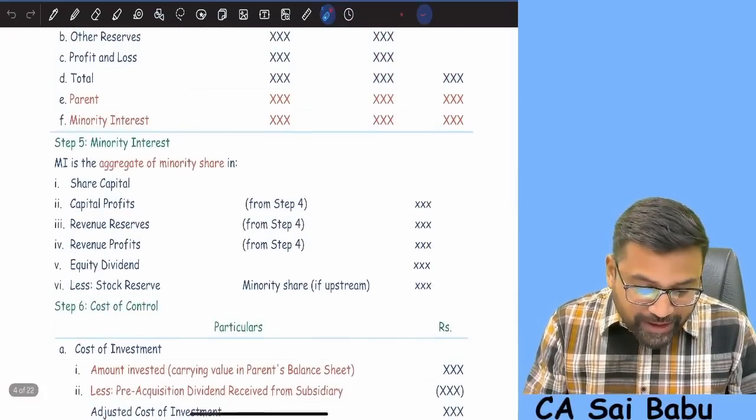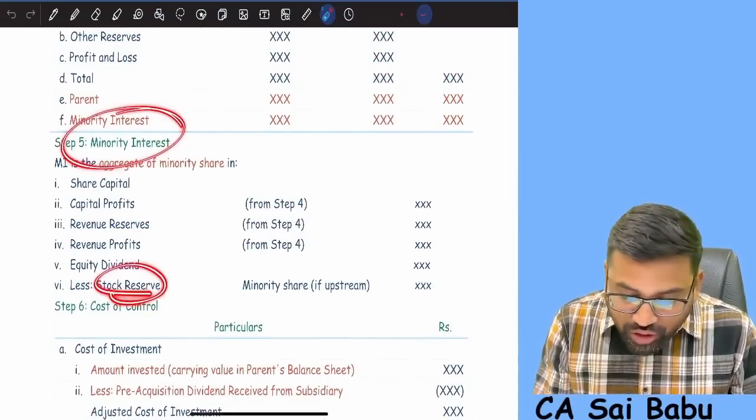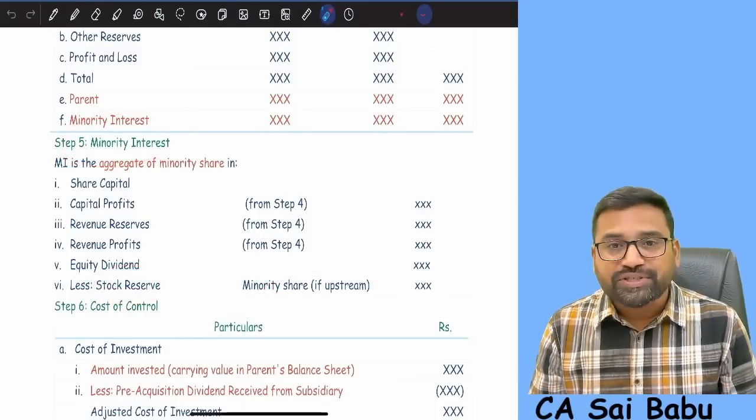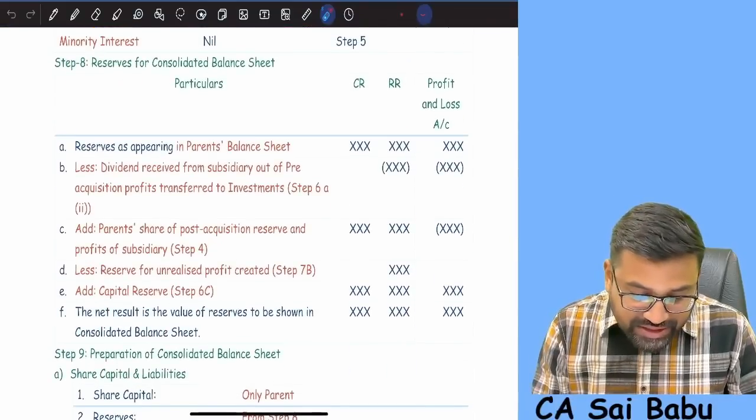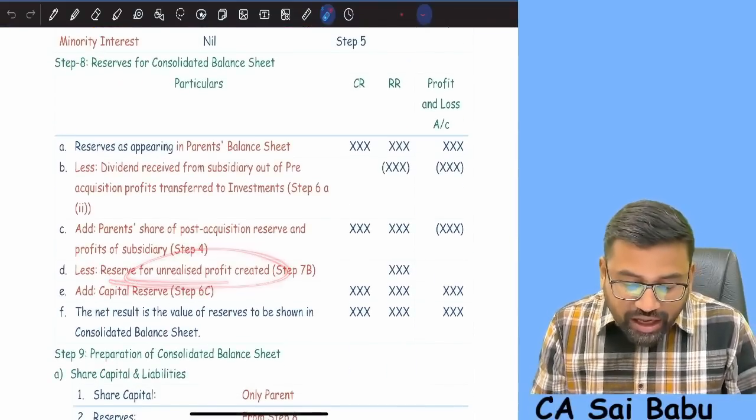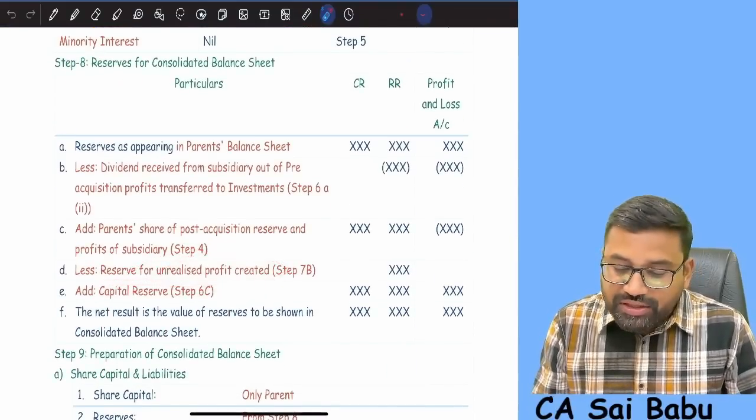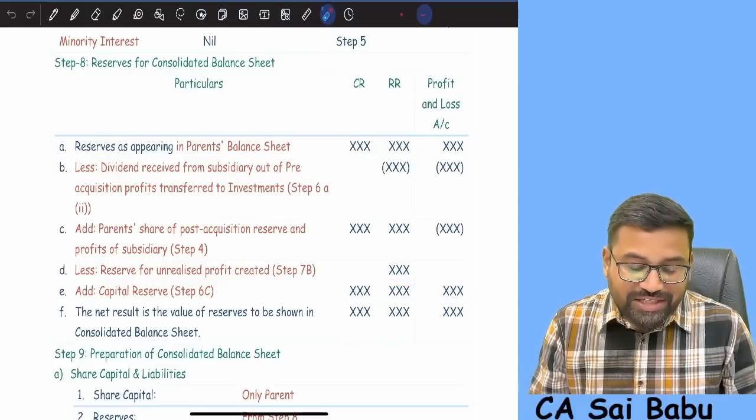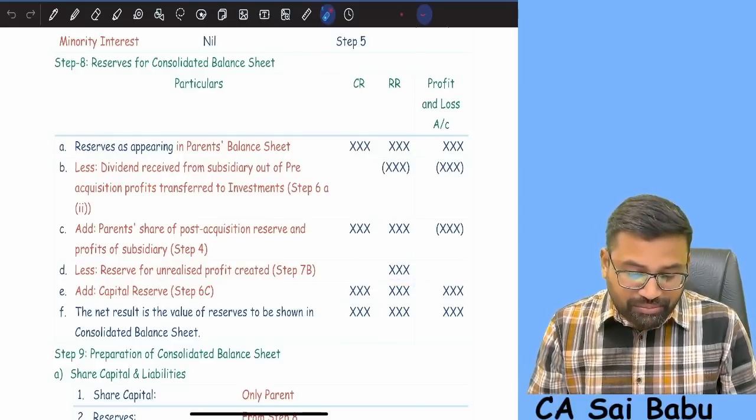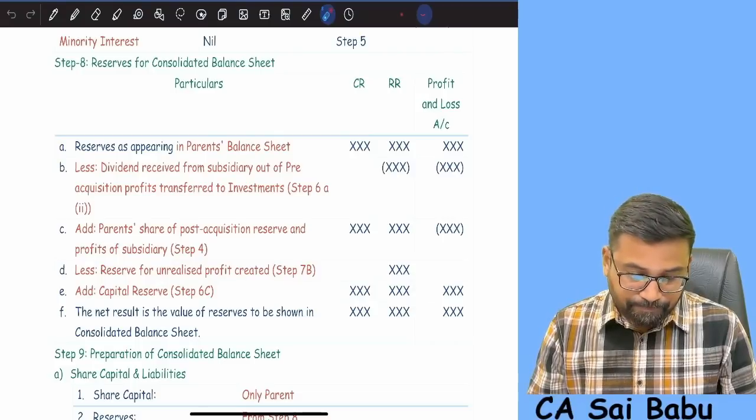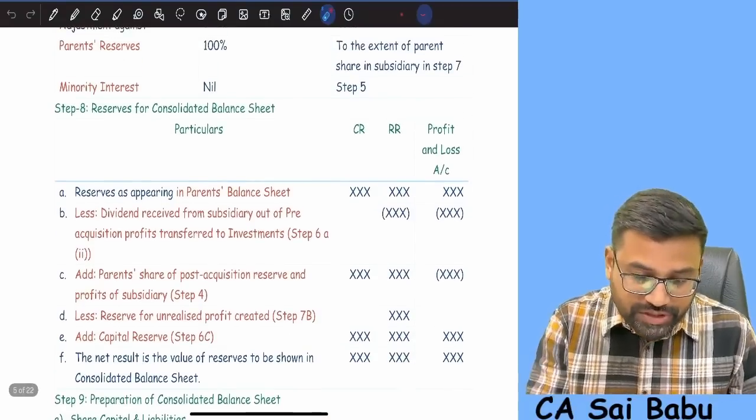See this. That's why in minority interest, less stock reserve is applicable only in case of upstream, I told you. And when you are preparing reserves for the consolidated balance sheet, see this: reserves for unrealized profit. So we eliminate from step number 8 the parent company's share in the unrealized profits in case of upstream transactions. Okay, this is one adjustment, sir.